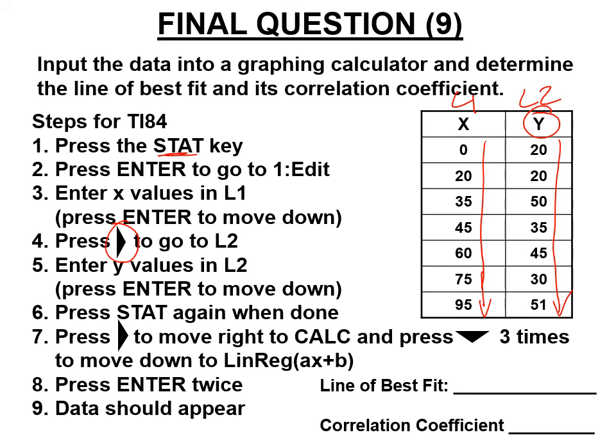When you're done with all that, you press that same stat key again, and then you press this right arrow key that you used before, and so you'll move over to calc, as in calculate. And you press the down arrow 3 times, and you will all of a sudden see this, LinReg, linear regression, ax plus b. You press enter twice, and data should appear. Okay, and you'll enter it right there. Good luck.